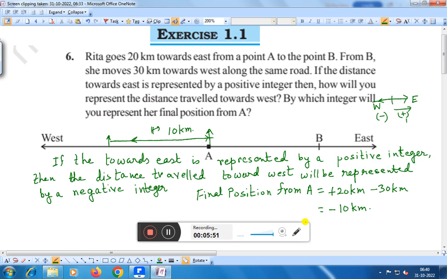Or you can write minus 10 kilometer, or you can write final position from A is 10 kilometer towards west, right? This is the solution of question number 6 of exercise 1.1.